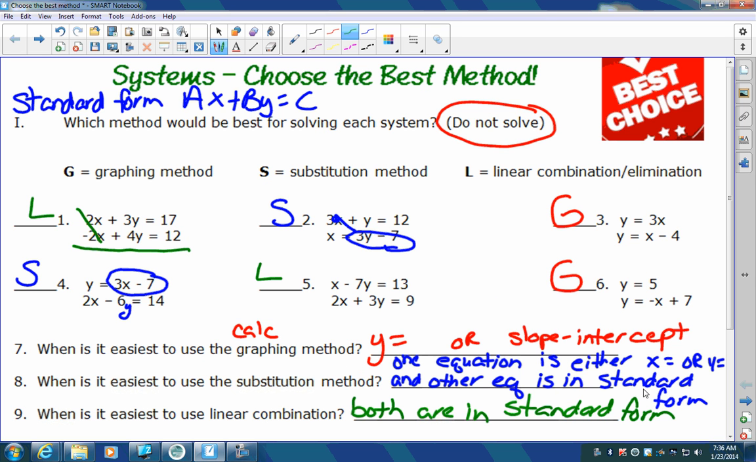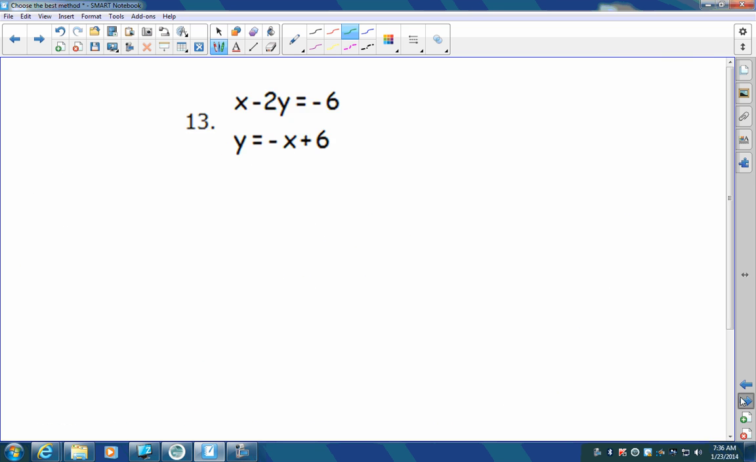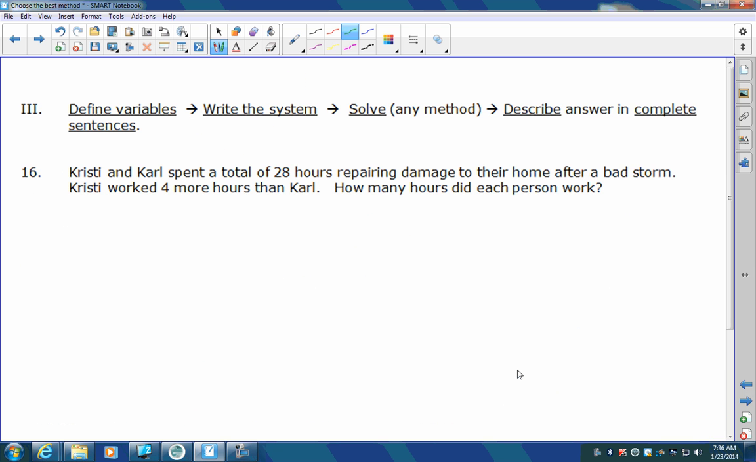Okay, now, flip your paper over to the back. Let's go to the back before we do any of these. All right, I want to look at the word problems because this is where I think a lot of us are struggling. First off, it says step 1 is define our variables. That's when we're going to say what letters we're going to use. Step 2 is to write the system. So that's what we're going to do first.